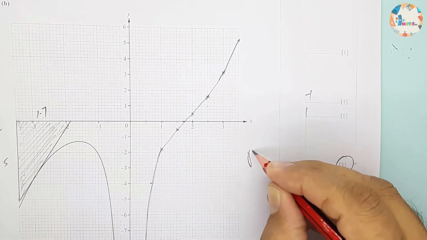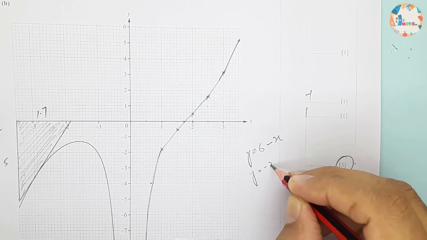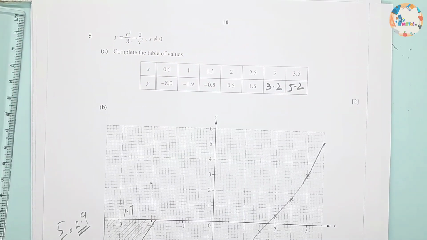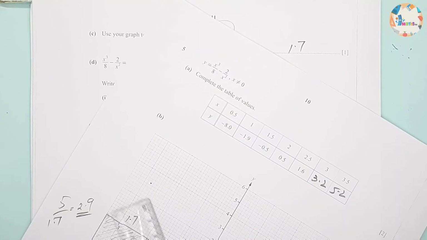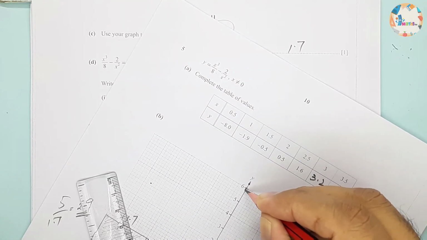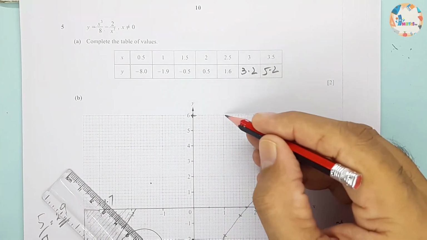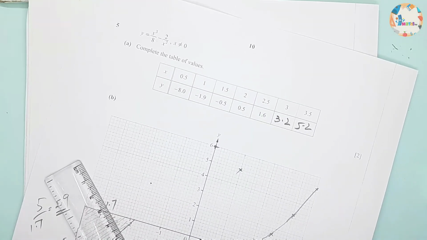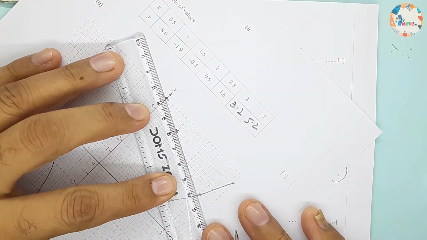So if I write here y is equal to 6 minus x, we can rearrange it as y is equal to minus x plus 6. So minus x plus 6 means it's passing through 6, and it has a gradient of minus 1. So we can draw a line passing through this 6 point with gradient minus 1. 1 unit right and 1 unit down will be this point, and we can draw a line passing through this point, which will be over here.